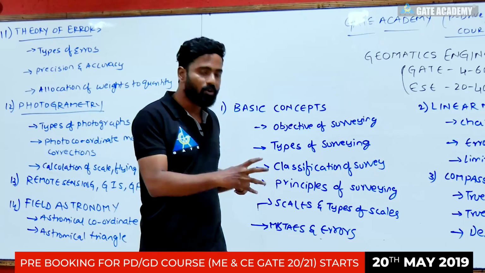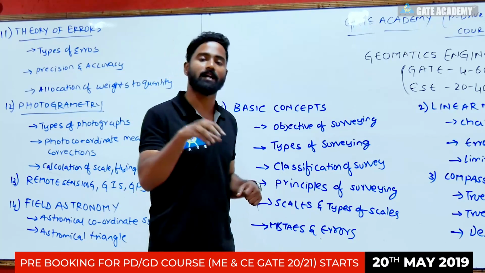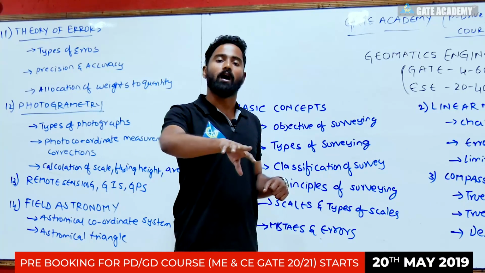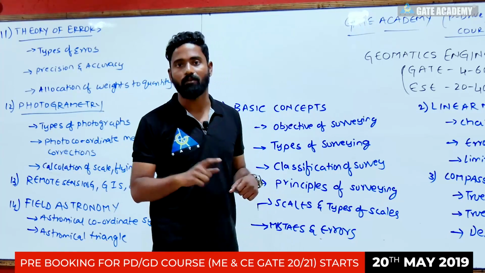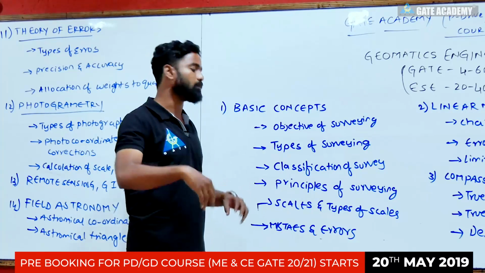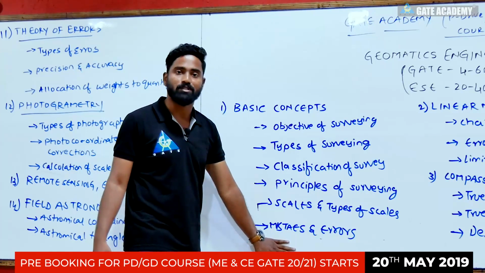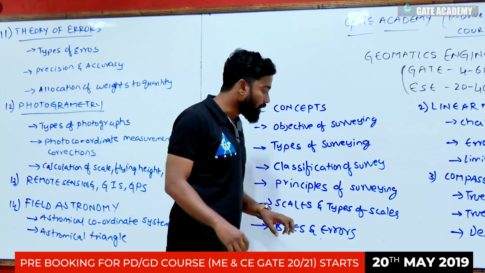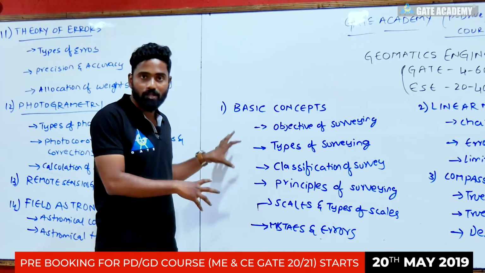Error is observed value minus correct value, and then there is the correction you are going to give for the error. If error is positive, correction is negative. If error is negative, correction is positive. How you are going to apply that in the questions and problems will be seen in mistakes and errors. Now these are the basic concepts that you will see.